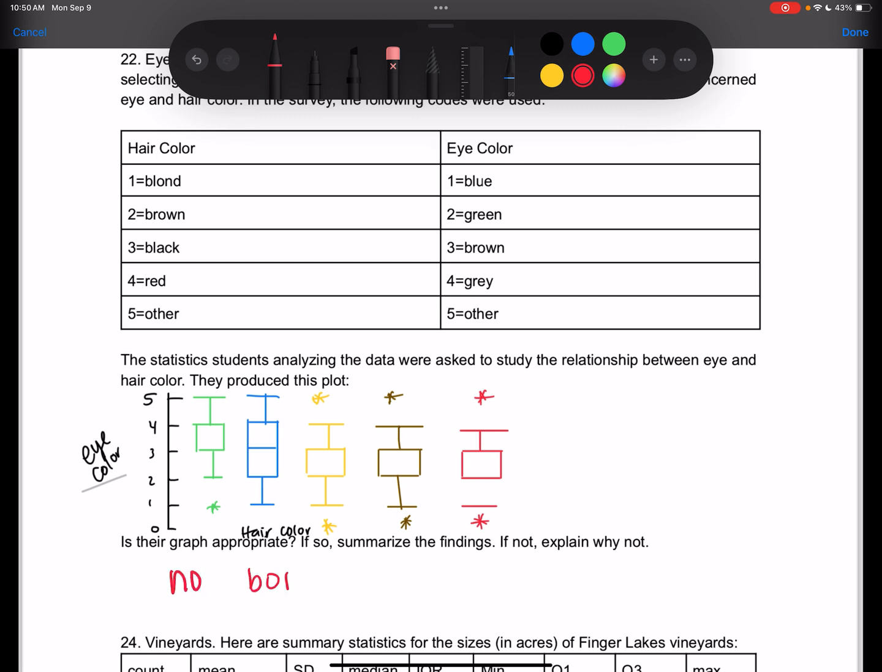So is this graph appropriate? No, both are categorical variables. Okay. So y'all were like, this graph just doesn't make sense. I know, it doesn't make sense. Well, that's why when I was asking, I was like, I don't understand.